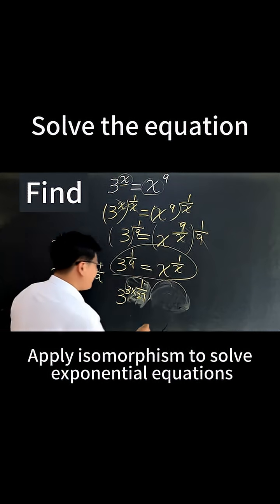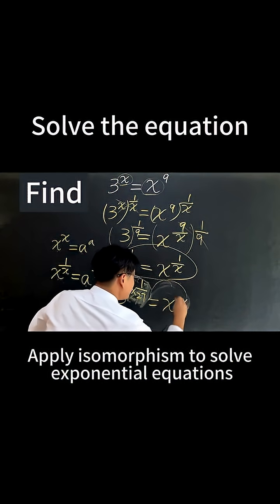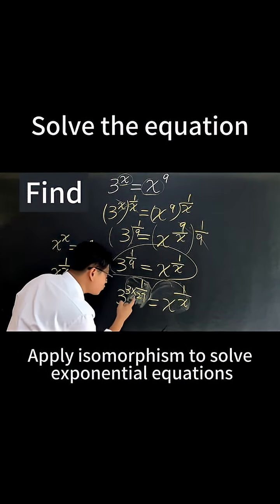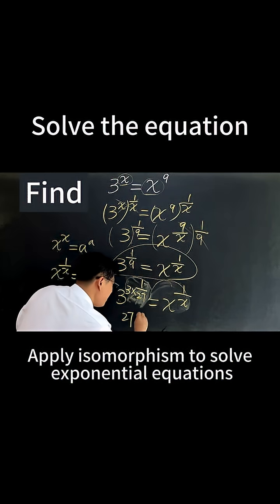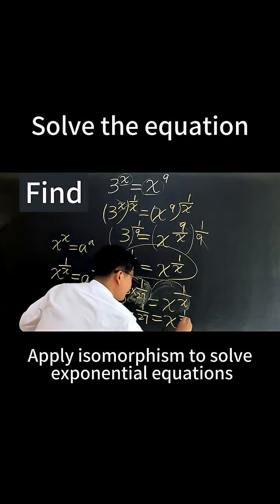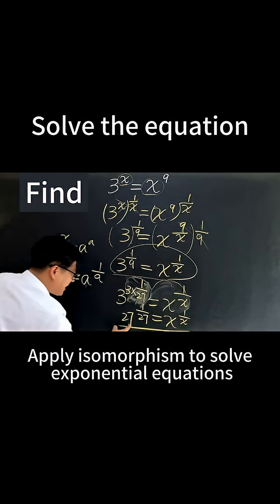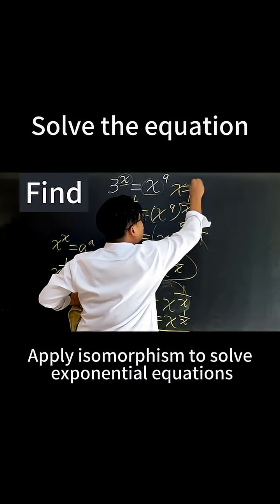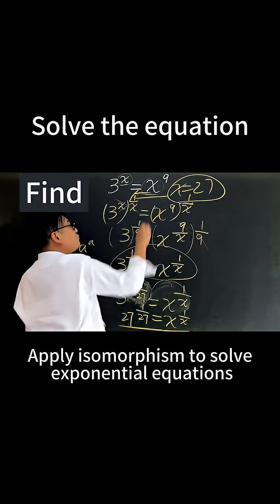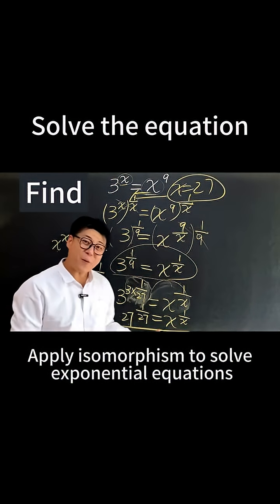I turn 1/9 into 3 times 1/27th. In that case, doesn't it become 27 to the 1/27th power, which equals x to the 1/xth power? Aren't the exponents the same now? So x must be 27. Everyone, substitute x equals 27 back in and try it out. Substitute it back in and check if it's correct. So you really have to master the method for solving this type of problem, everyone.